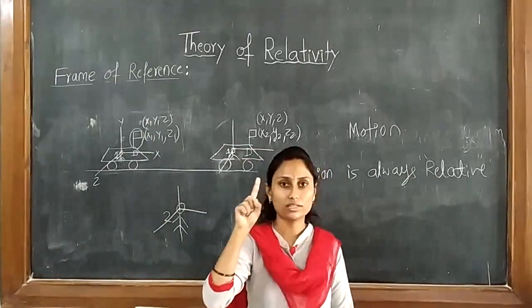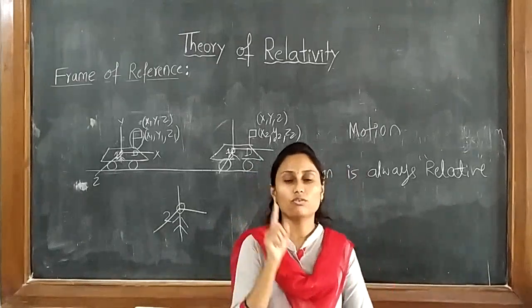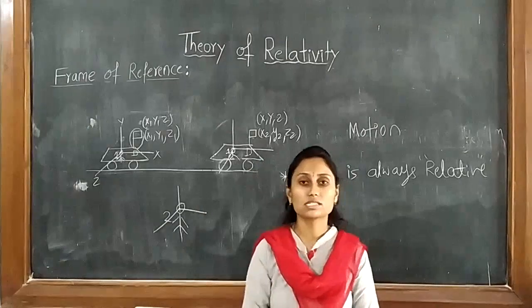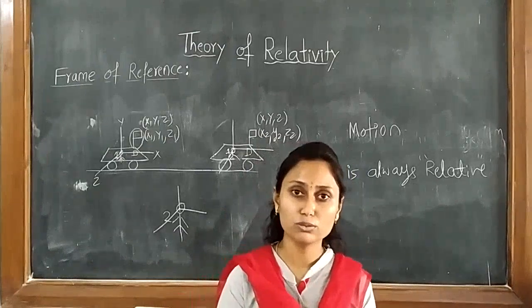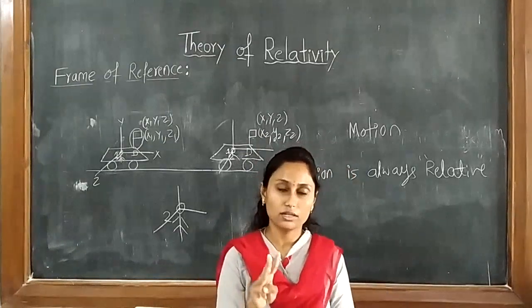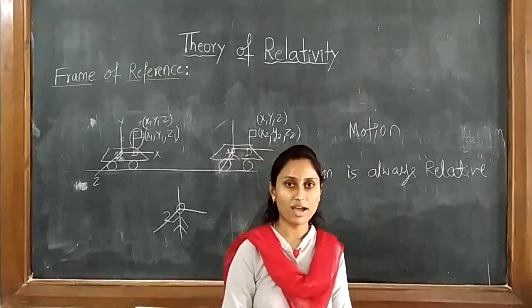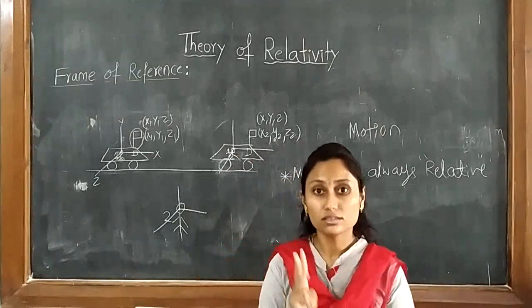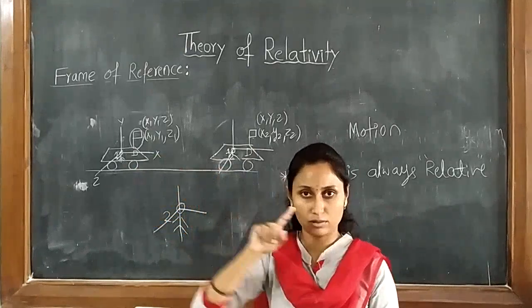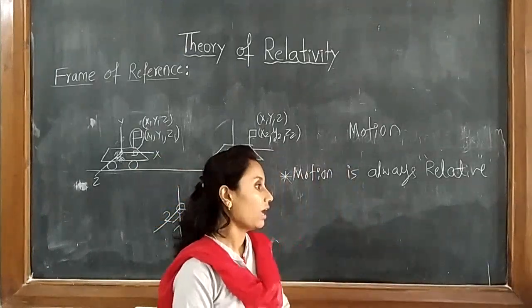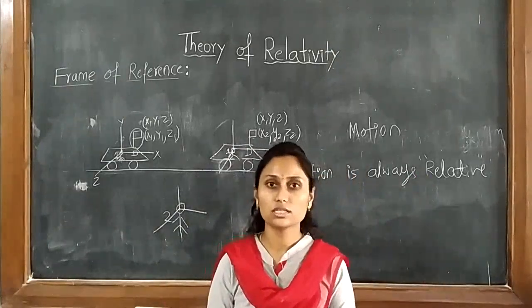So three things we studied. One is frame of reference, second Cartesian coordinate system, and about the motion. Frame of reference is nothing but a system of coordinate axes which defines the position of a particle by using three coordinate axes. Then Cartesian coordinate system is nothing but which specifies the position of an object by using three axes x, y, z, which are perpendicular to each other. All are perpendicular to each other. And coming to the motion, motion is always a relative term. So this you should remember.